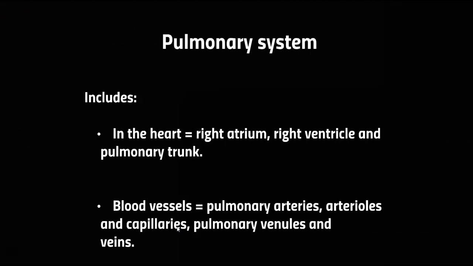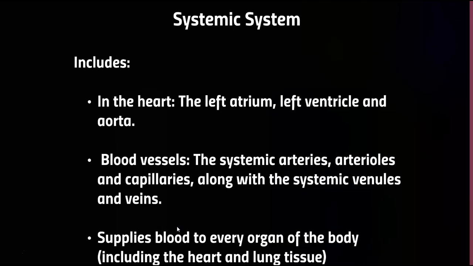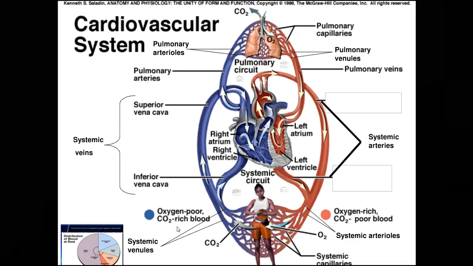The pulmonary system would be thought to include the right atrium and right ventricle, and the pulmonary trunk. And then the blood vessels involved in it would be the pulmonary arteries, arterioles, capillaries, and pulmonary venules and veins as it comes back towards the heart. Then it would enter the systemic system, which includes the left atrium and left ventricle, and then the aorta, and of course the blood vessels would be the systemic arteries, arterioles and capillaries, dropping off the oxygen and nutrients to the body, and then bringing the blood back via the systemic venules and veins. And there we have the two interconnected pumps.